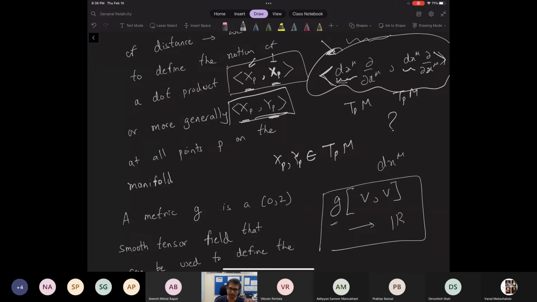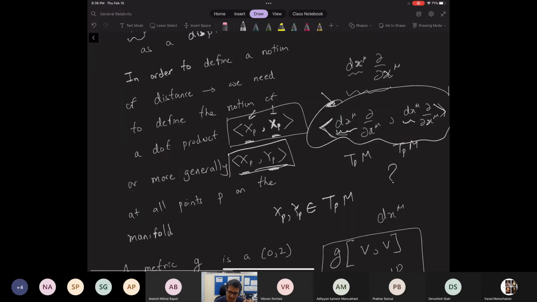And once I can define inner products of vectors, we can get a notion of distance. Since infinitesimal vectors can be thought of as displacements, you can get the notion of a distance associated with an infinitesimal displacement. So that's how this metric is going to be useful, and that's what we're going to focus on next: this idea of adding a metric to a manifold to get a metric space.